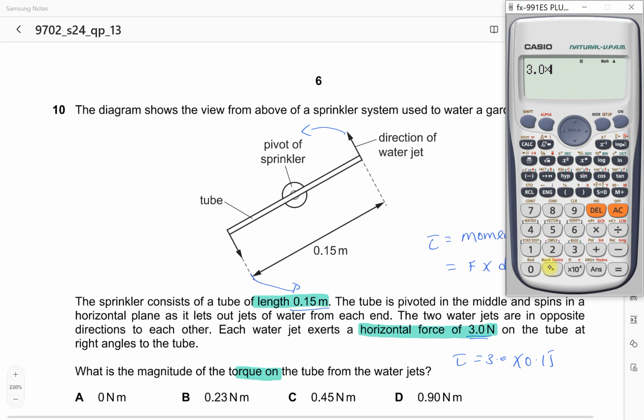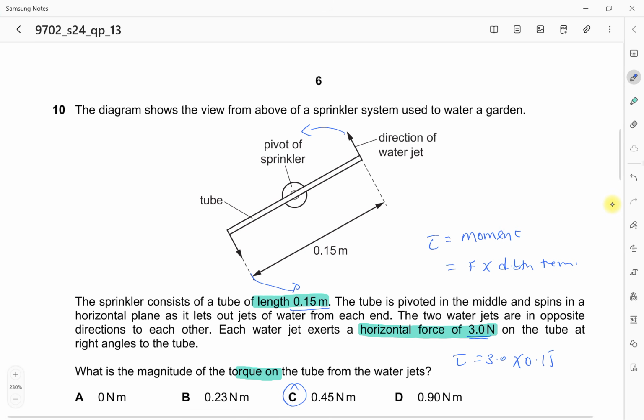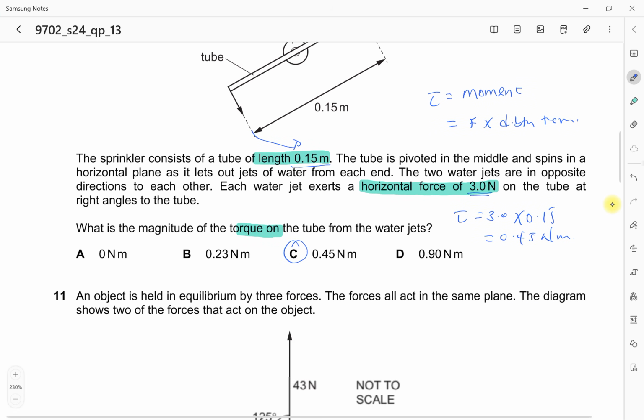3.0 times 0.15, which gives us 0.45. So the answer is C, 0.45 Newton meters. So number 10, the answer is C.